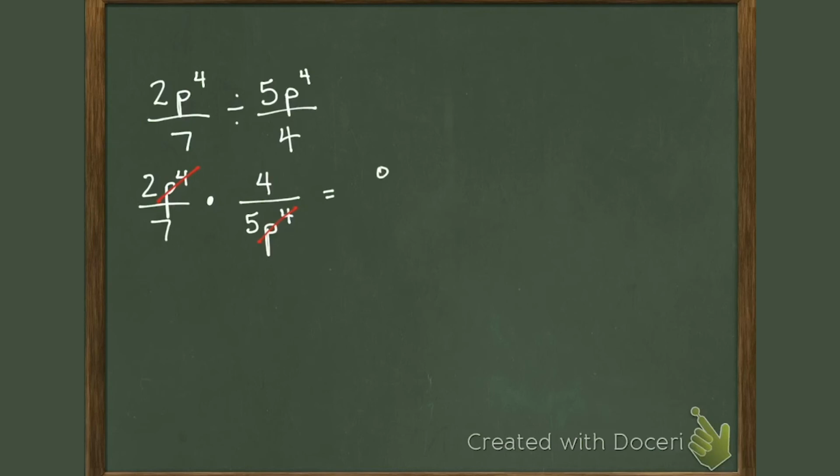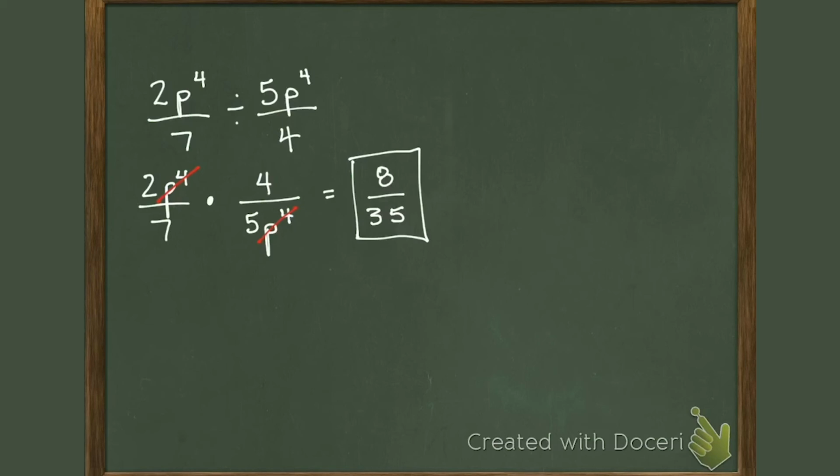All right, so now I'm just going to multiply across. 2 times 4 is 8. 7 times 5 is 35. So this is kind of a special problem because P cancels out. But just for the record, P still cannot equal 0. This is still not defined at 0.